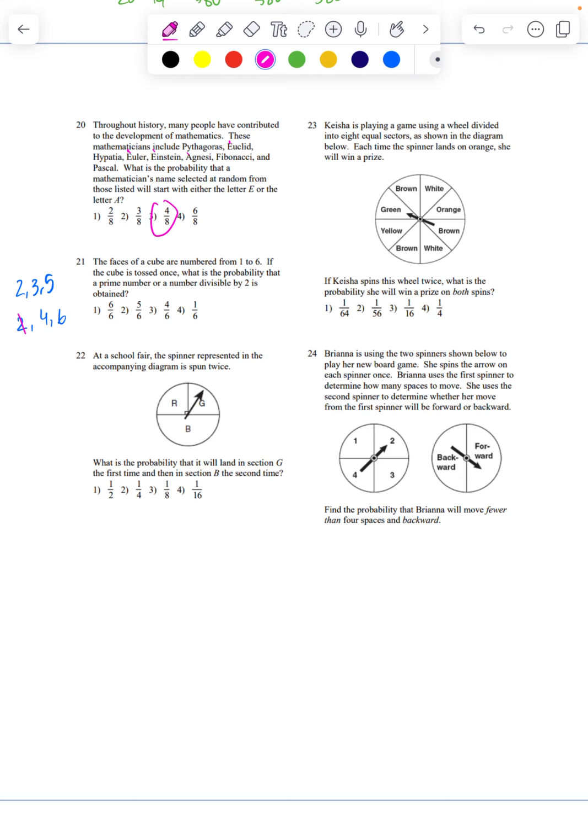So that's 1, 2, 3, 4, 5. 5 outcomes total out of 6 possible outcomes. So it's going to be 5 out of 6.